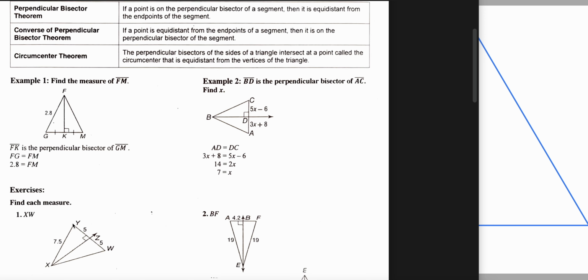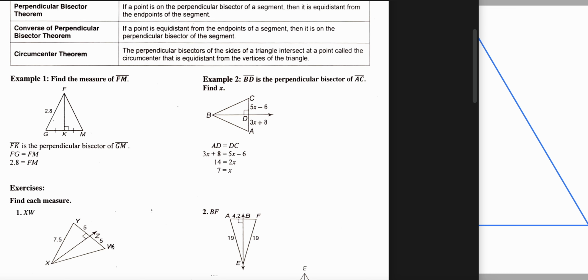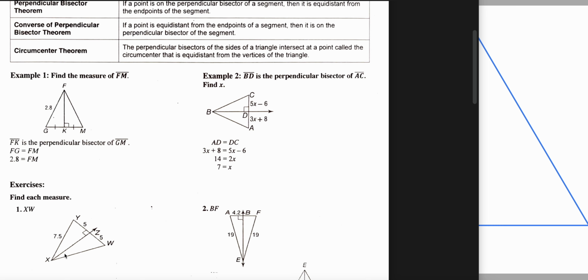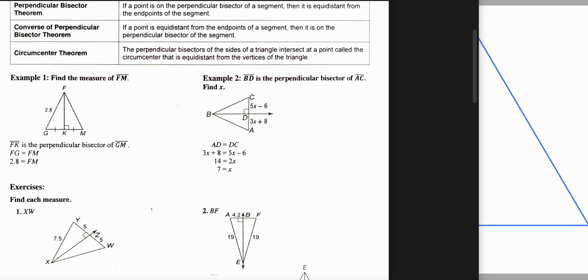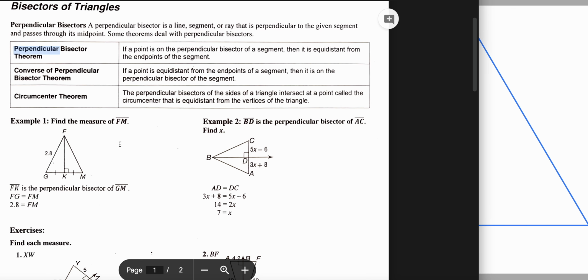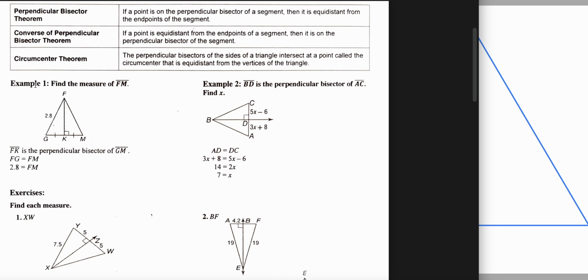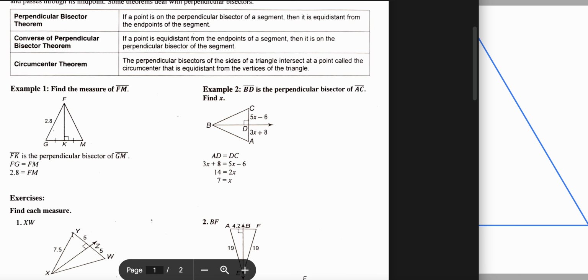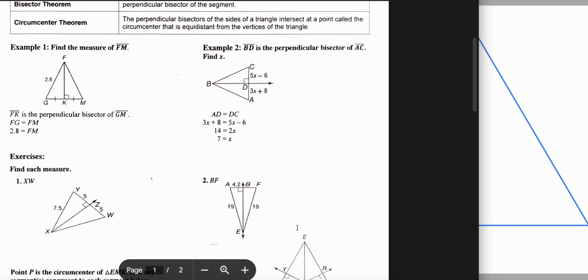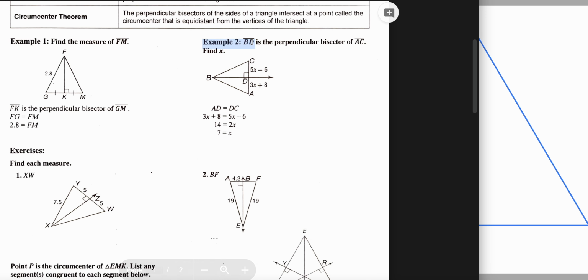Since we know that YZ is congruent to ZW, because they're both the value of 5, then we know that XZ is a perpendicular bisector of WY, right? And because of the reasoning that we used in example number one, we can also say that XY is congruent to XW. So if they're looking for XW, well, it's easy. It's a 7.5.